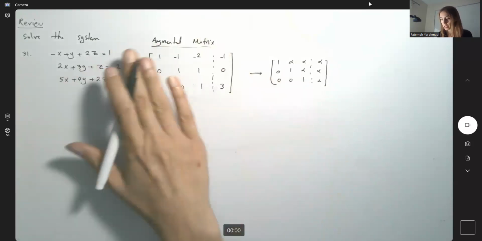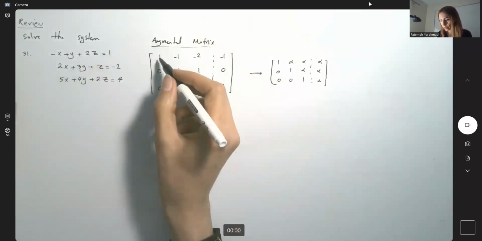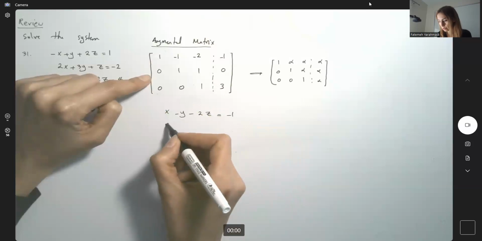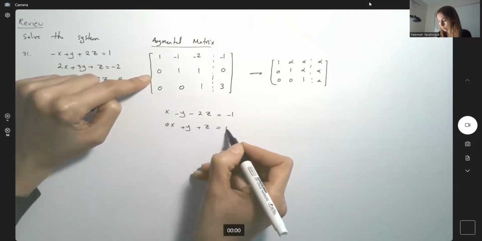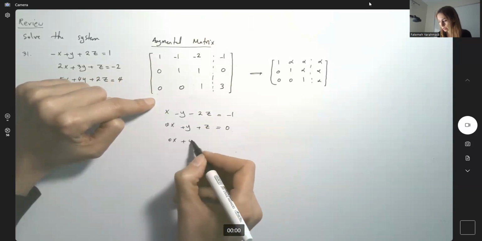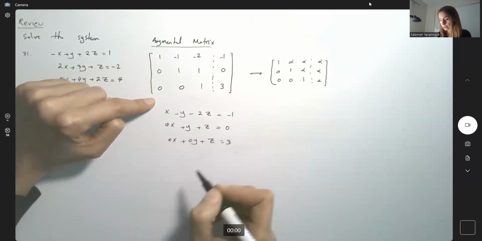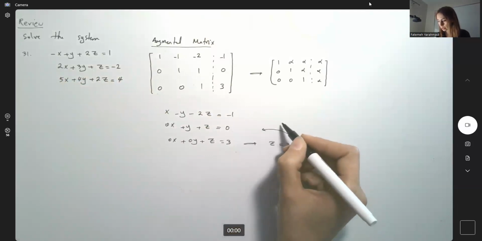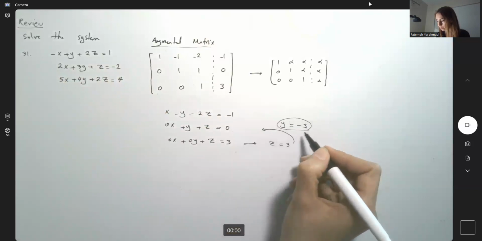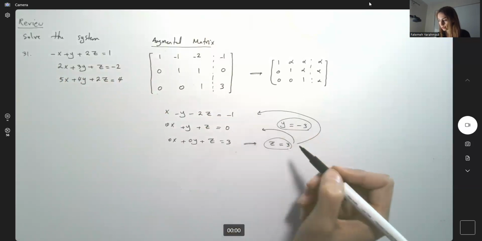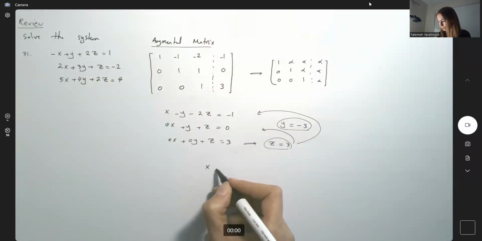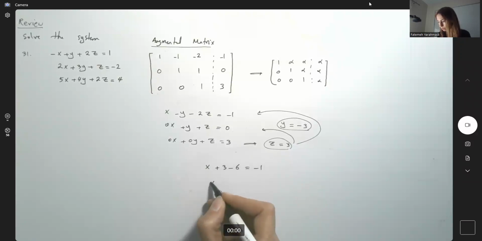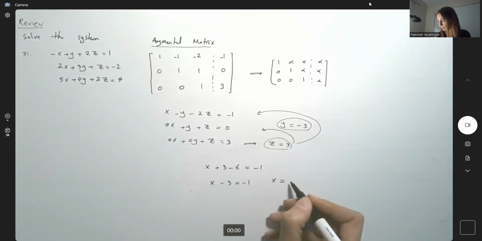Now we can convert this matrix into a system of equations. So you end up with x minus y minus 2z equals -1, 0x plus y plus z equals 0, and here you have 0x, 0y plus 1z equals 3. So obviously z is 3. You can just substitute this guy here, and y becomes -3. So far so good. And just substitute these two here to find your x. You get x plus 3 minus 6 equals -1, or x minus 3 is -1, or x is 2.